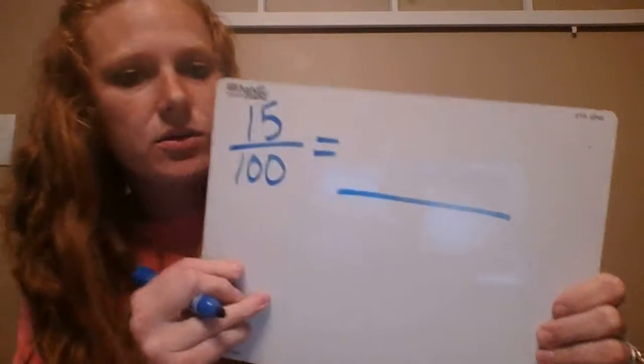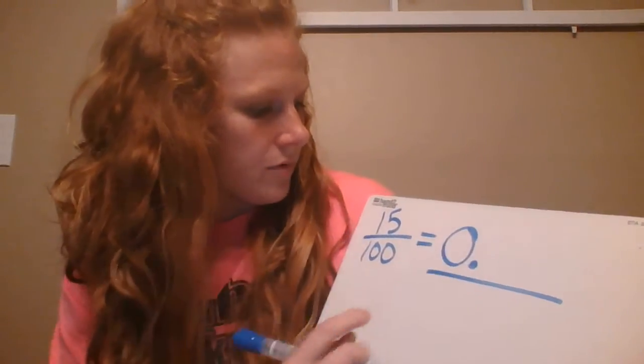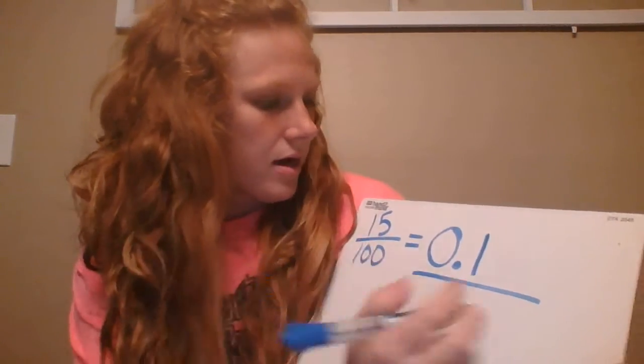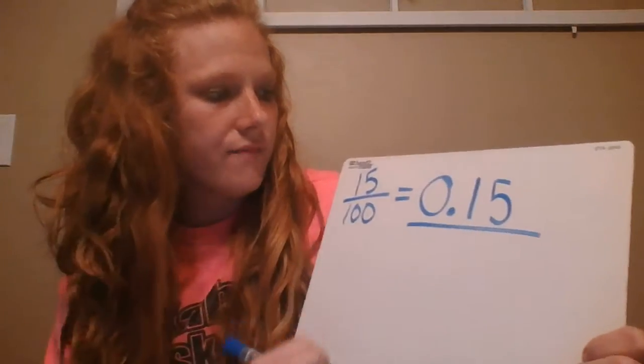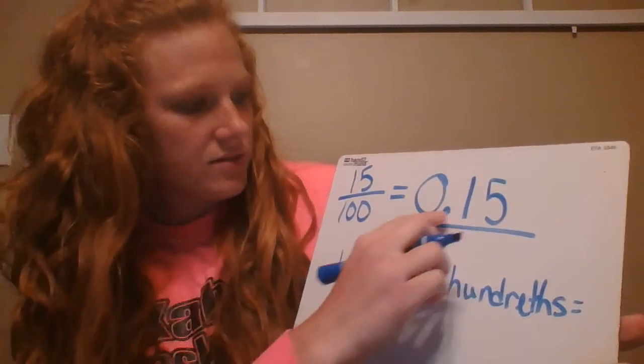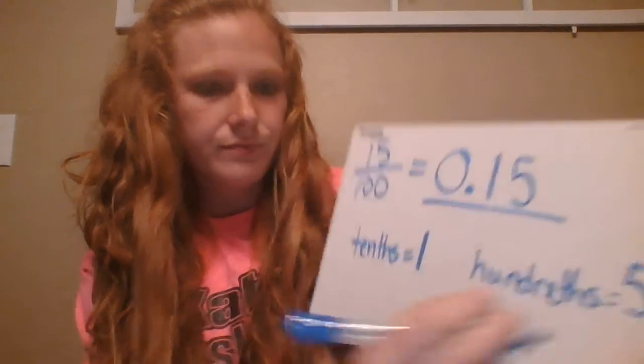The next one is 15 hundredths. First thing we must do is make this into a decimal. I do not have a whole number, so I put my 0, then I put my decimal. And the tenths place is the 1, hundredths place is the 5, so I write it as 0.15. So that reads as 15 hundredths. Then it wants me to write how many tenths and how many hundredths. So I look at the tenths place first. There is 1. And how many hundredths? There are 5.